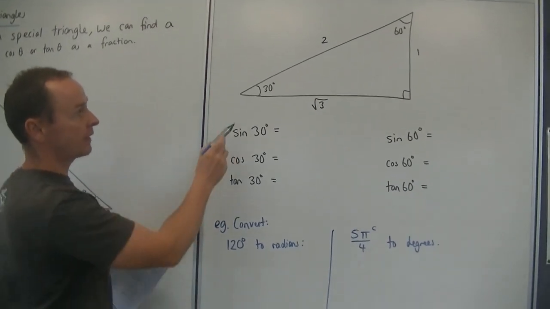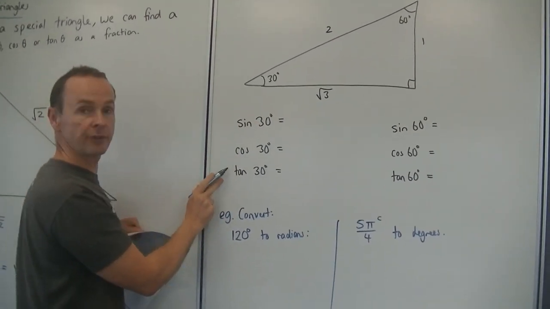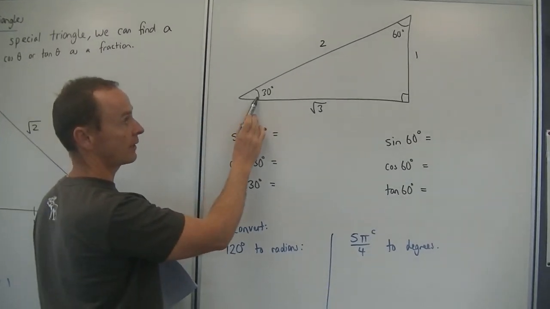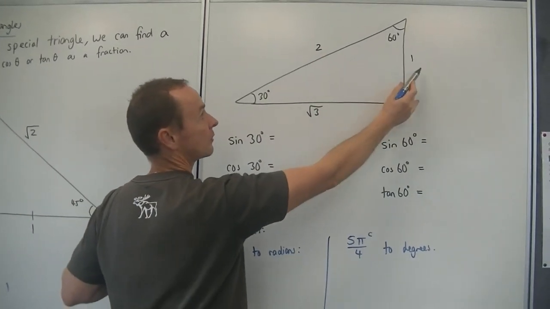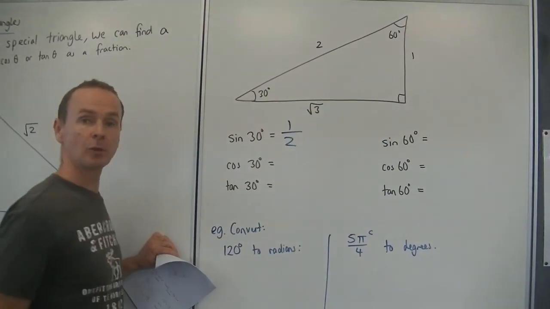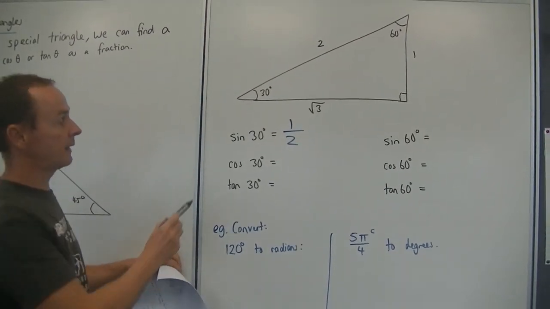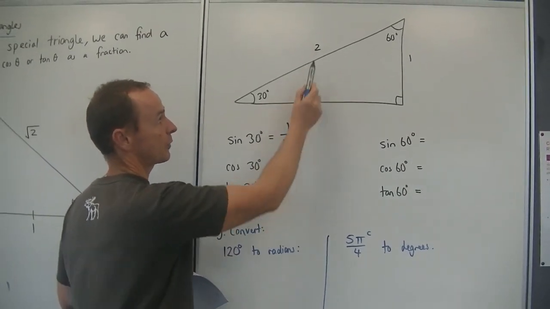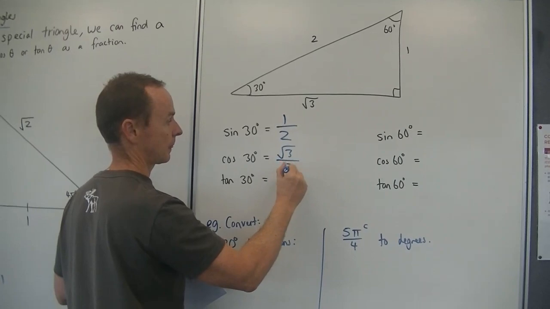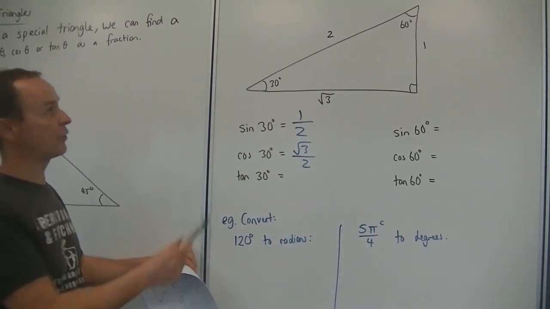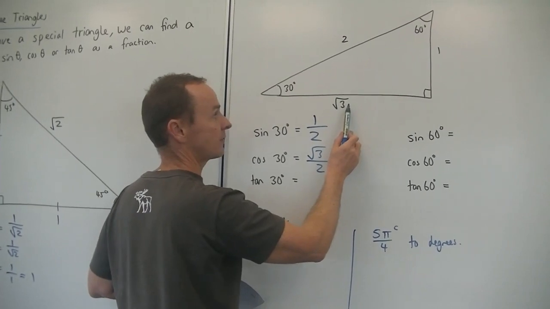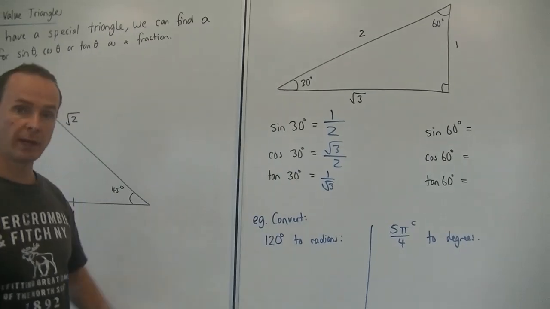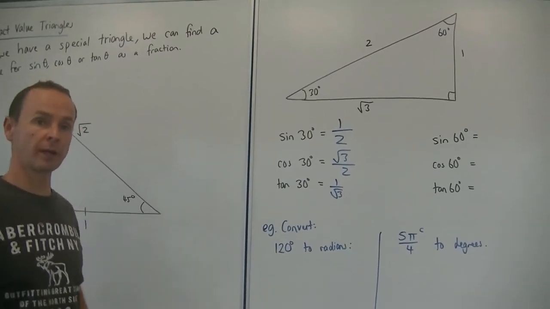Alright, so for each of these, for 30 degrees we can work out sine, cos and tan of 30 degrees. And I'll do that with you, I'll show you how I get the answer. So sine 30, sine is opposite over hypotenuse. So 1 over 2. Remember sine? SOH. Next one, cos 30. Cos is adjacent over hypotenuse. So it's root 3 over 2. And the last one is tan 30. Tan is opposite over adjacent. So 1 over root 3. And then the first 3 exact value ratios for this triangle.